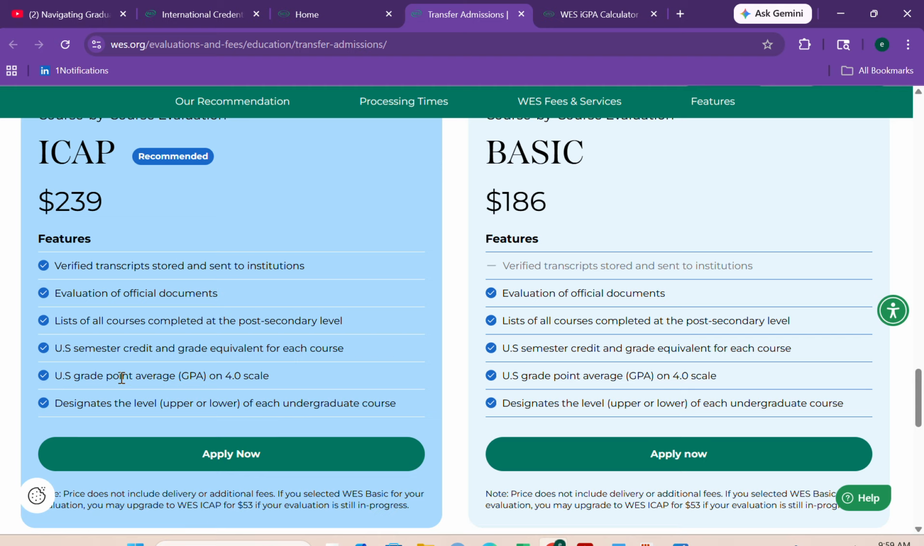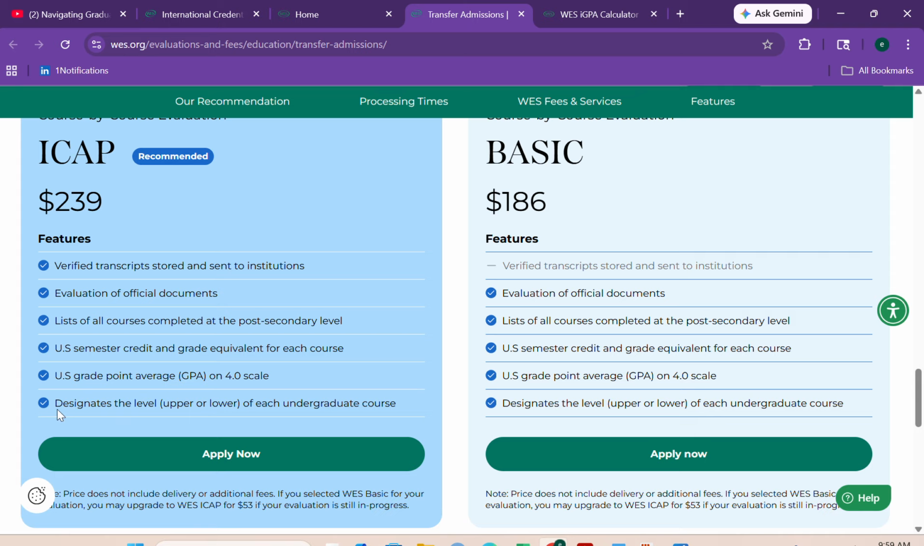They say the US grade point average, GPA, on a 4.0 scale. Verified transcript stored and sent to the institution, evaluation of all official documents, list of all courses completed at the post-secondary level. So what they do is that every single course you took during your undergraduate studies, they evaluate all for you, and they verify every single thing for you. The US semester credit and grade equivalent for each course, the US GPA on a 4.0 scale, and they designate the level, upper or lower, of each course. So they demarcate all those for you.